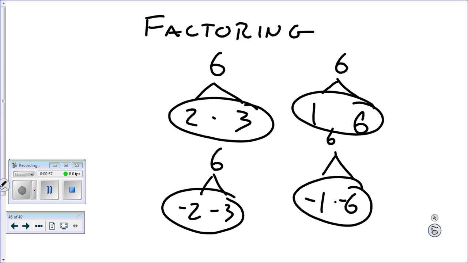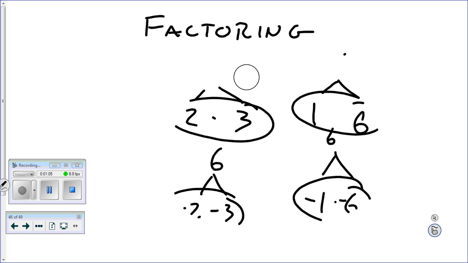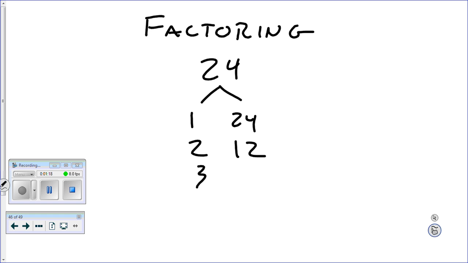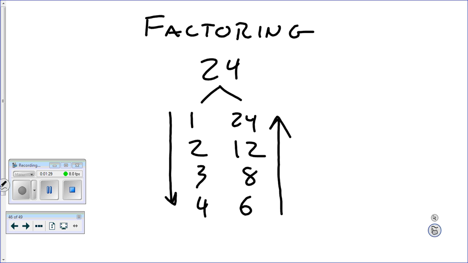So we would say that 2 and 3 are factors of 6, as are 1 and 6, -2 and -3, -1 and -6. Numbers can have more than one set of factors, so if we said 24, it could be 1 and 24, 2 and 12, 3 and 8, and 4 and 6. The convenient thing to notice is if you do them in order, these are going one way, and these are going the other. When you reach this middle ground right here, you know that you can stop. And again, because it's a positive number, these could all be negative as well.